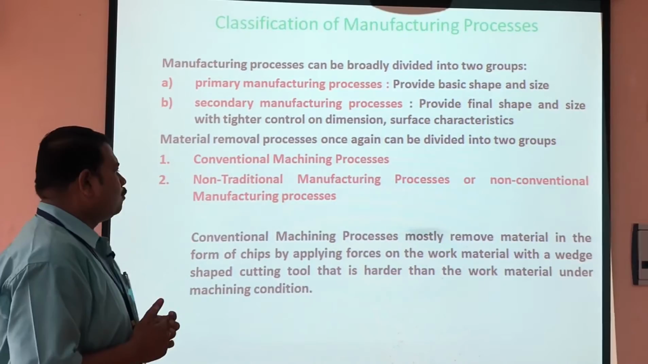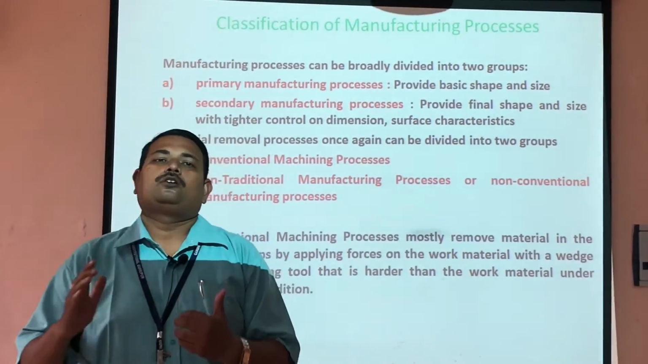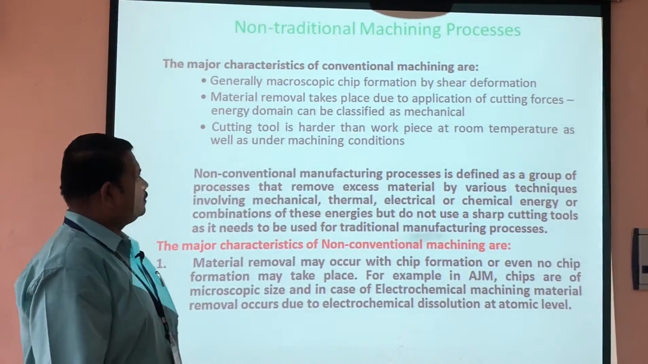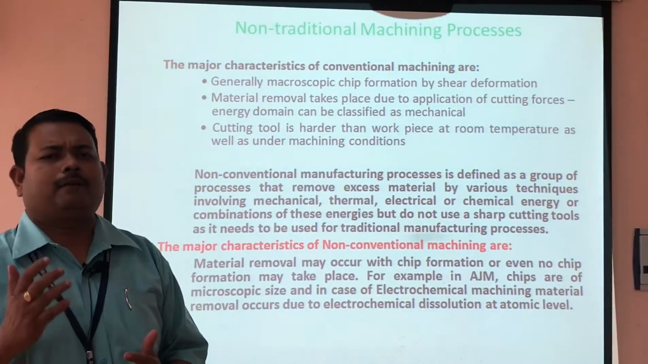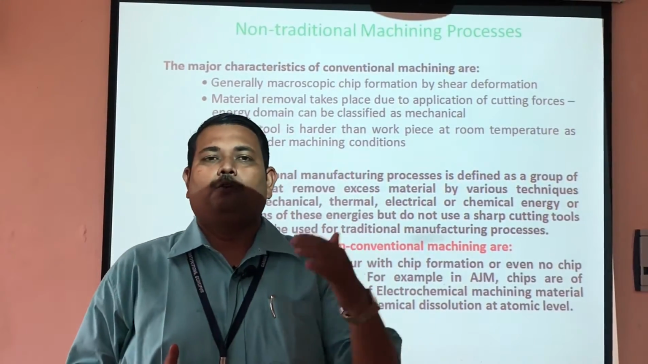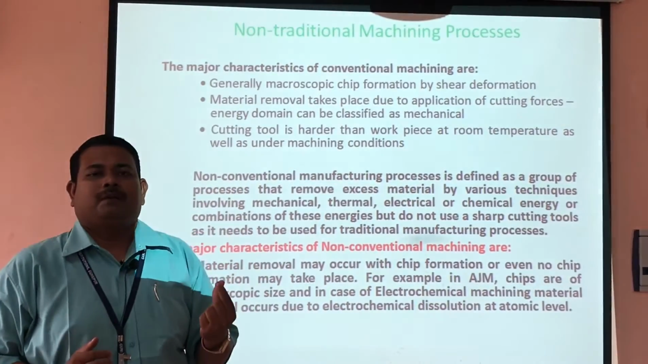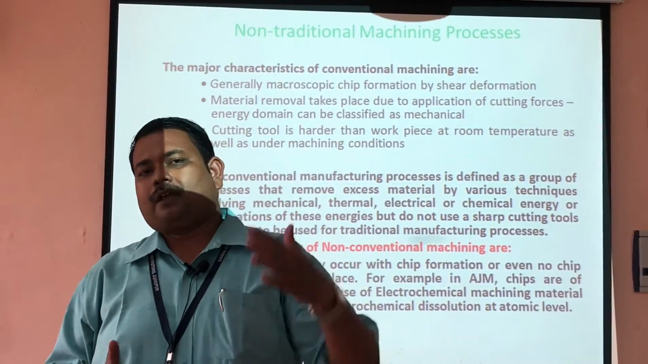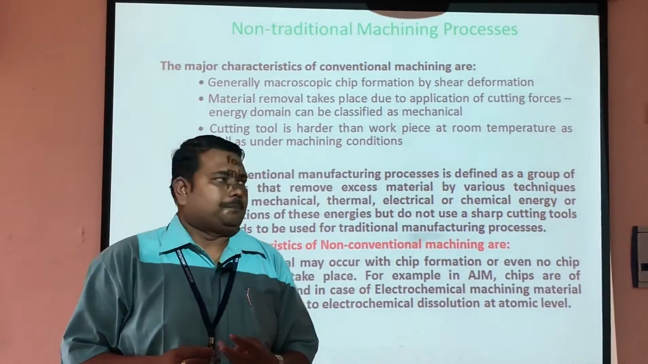Then we will discuss what are the various characteristic features of a conventional and a non-conventional machining process. First one, in conventional machining process, generally microscopic chip formation takes place. Then again, what do we mean by chip? When we are removing excess material from a given workpiece, that will be converted into some waste material in terms of chips. As we have already discussed in the previous classes, chips are of various types: continuous chip, discontinuous chip and built-up edge chip.